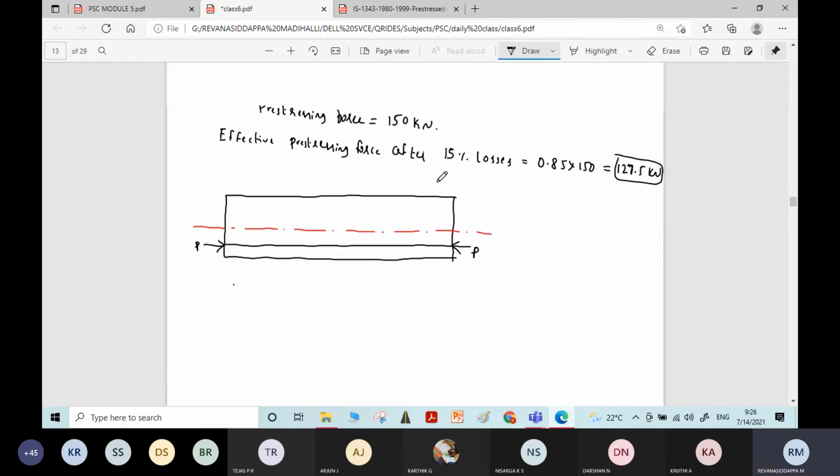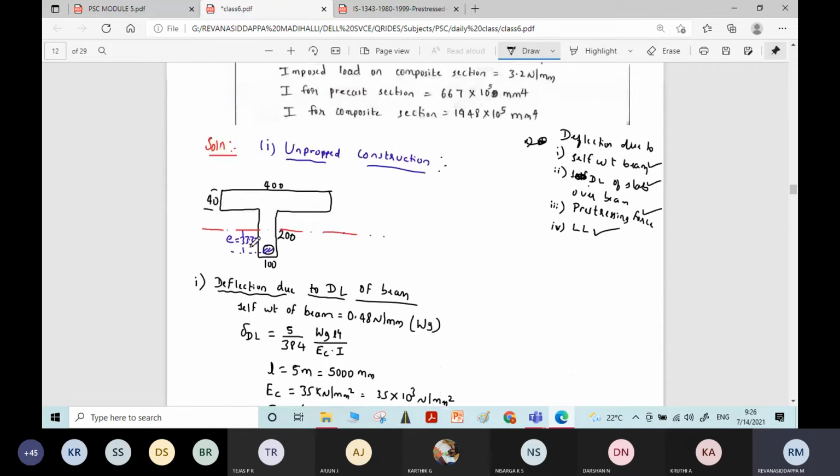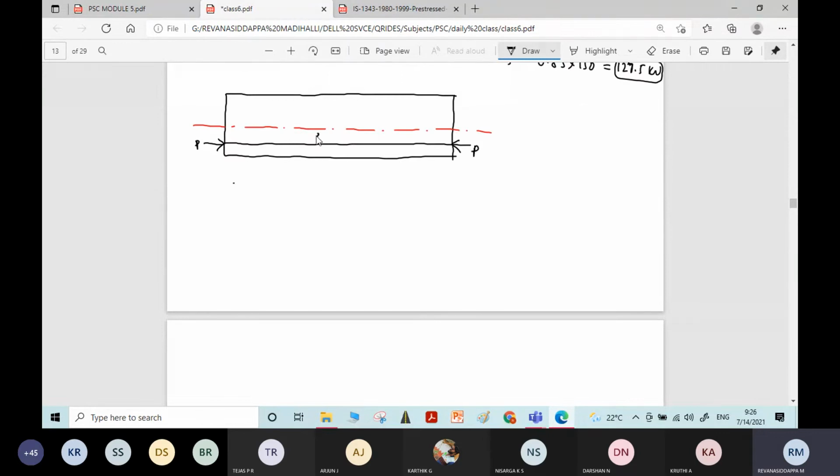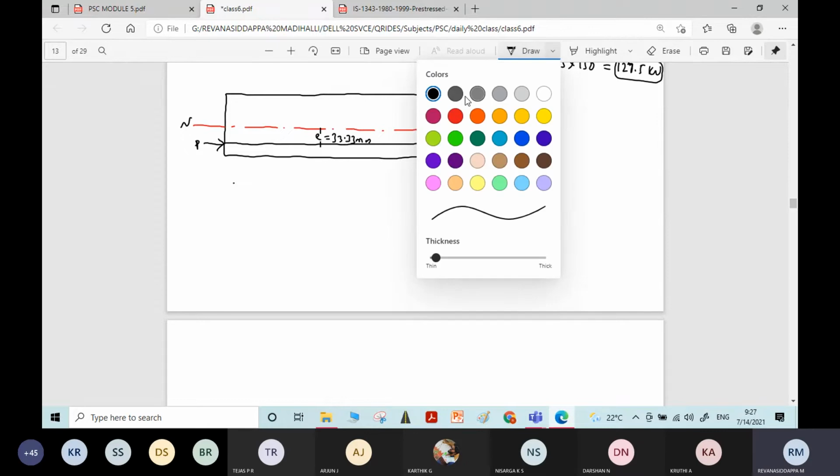The eccentricity between the cable and the centroidal axis is given as 33.33 mm. Correct? E is equal to 33.33 mm. This is the neutral axis. P is equal to 127.5 kilonewton. Okay. What is the next step, students? Anyone remembering what is the next step?